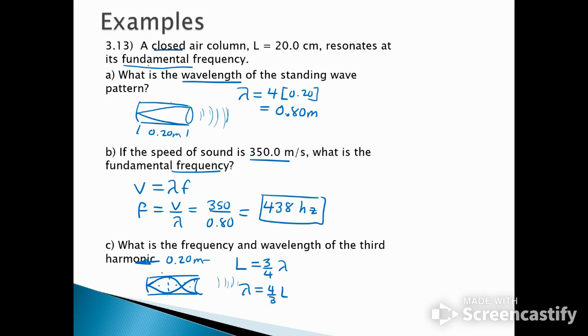And it's still 0.20 meters. I had to have a node here, which I had drawn incorrectly, and an antinode at the surface. So now that means that the wavelength is 4/3 of 0.20. So my wavelength, 4 divided by 3 times 0.2, is 0.267.